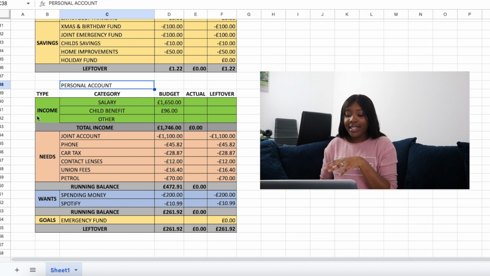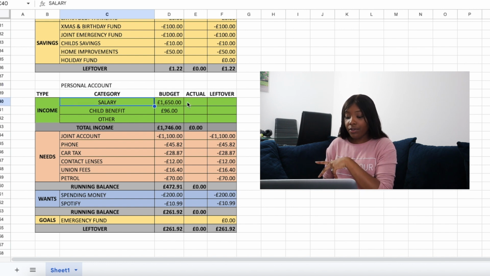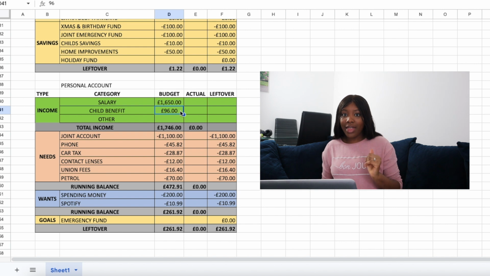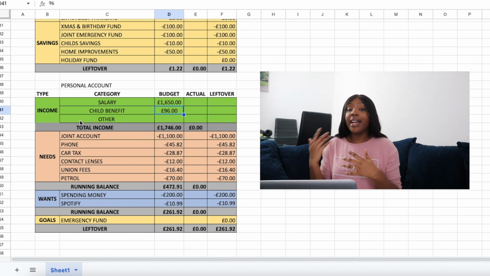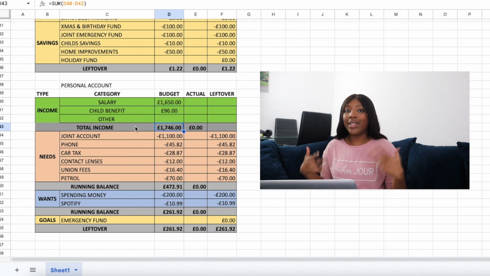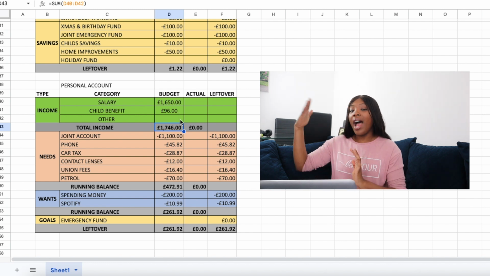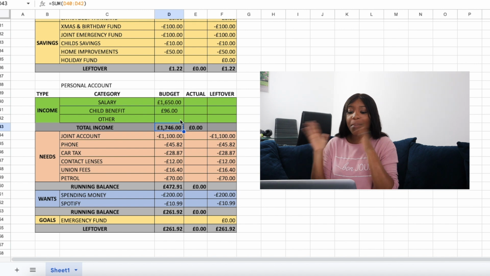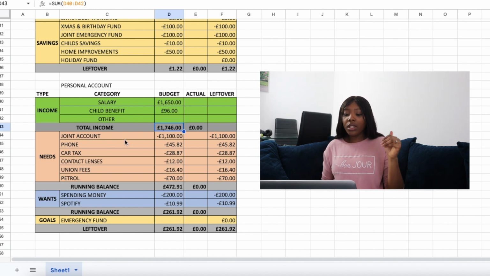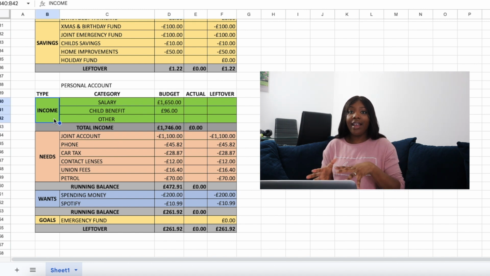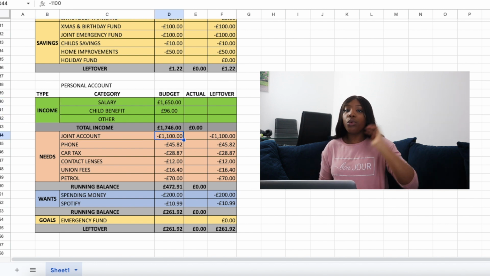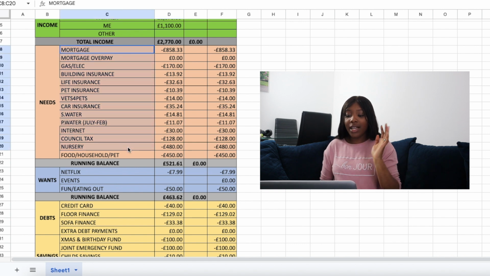So this person's salary is $1,650. They also have child benefit on top of that, so they get about $96 a month, I would assume, and so that's their income. So for them, they're currently bringing in about $1,746 in total. Obviously, I don't have the partner's bit, so I don't know how much they're making or how much they're spending, but we're going to focus on this person. So it looks like once they have their salary, again, they transfer $1,100 into the joint account, and so that's for all the joint stuff that we went through, so that's $1,100.